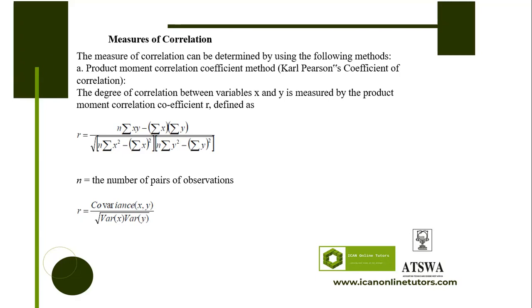So I proceed. The degree of correlation between variables x and y is measured by the product moment correlation coefficient R. Note, whenever you see R, it means correlation coefficient. So this is the formula for our Pearson coefficient correlation.